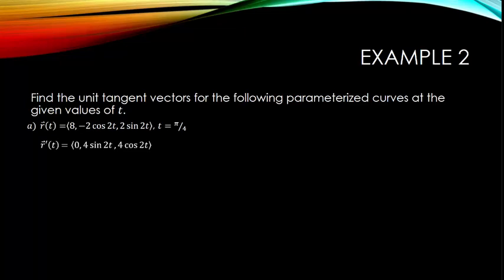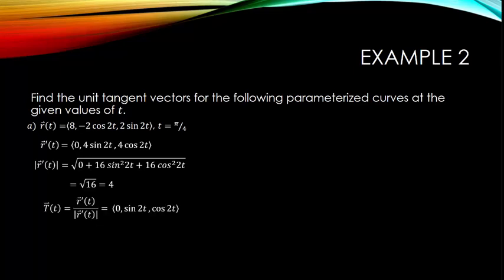First, I take the derivative of the left side and each component on the right side. r prime of t is given by the components 0, 4 sine of 2t, and 4 cosine of 2t. The magnitude of r prime of t is given by the square root of 0 plus 16 sine squared 2t plus 16 cosine squared 2t. This reduces to the square root of 16, or 4.